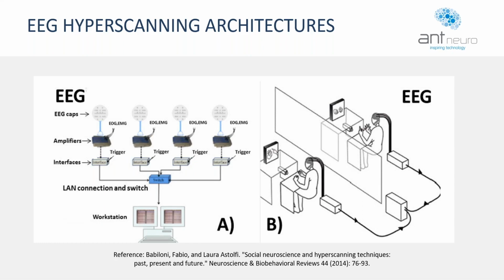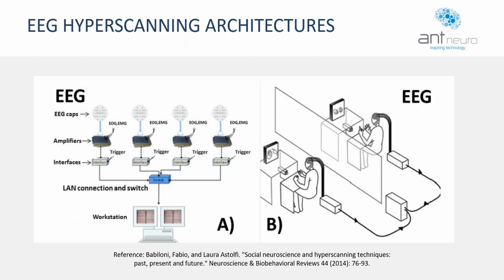On the right, what you see is a more simplistic architecture. So you have 2 subjects, the data is recorded from them and kept in a system. So this could be, of course, streamed out in real time or stored in a network infrastructure for processing later on. These are more or less the 2 general architectures that you can have for EEG hyperscanning.